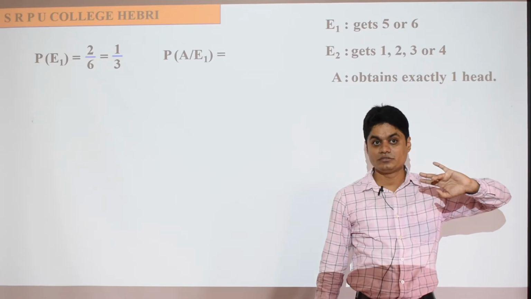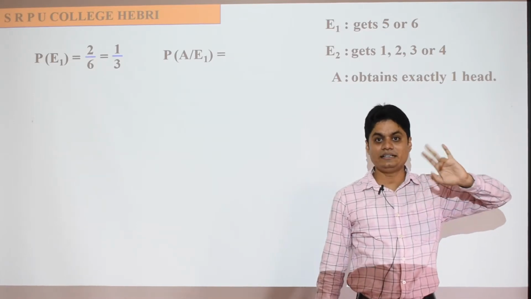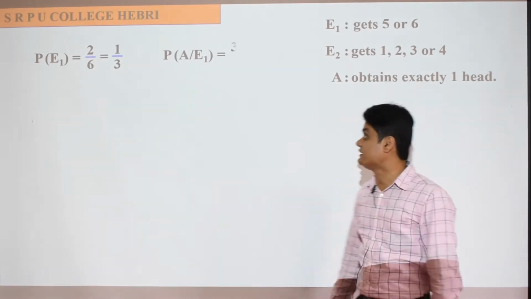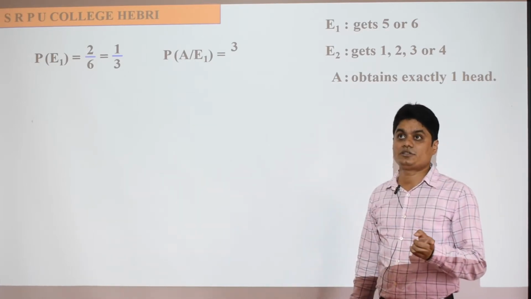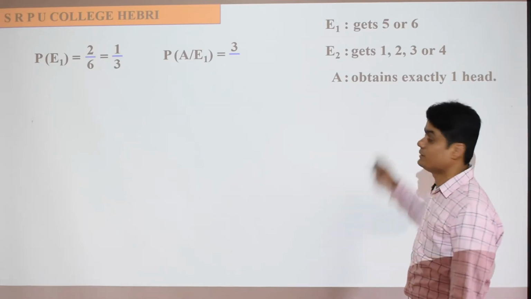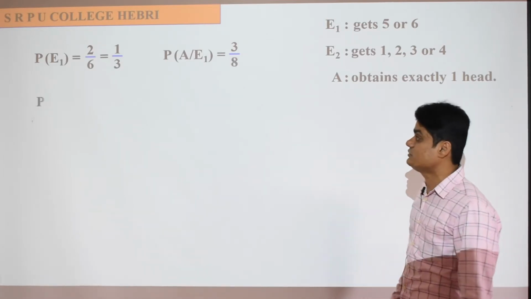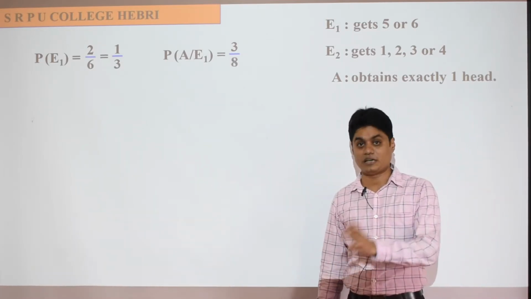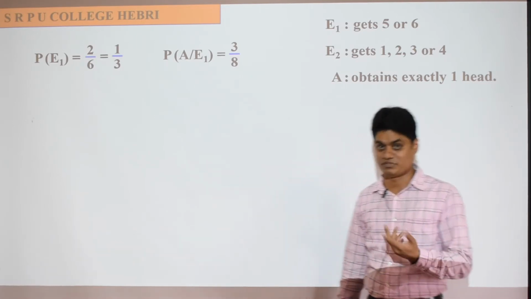TTH, HTT, right? So anything else? One more is there, THT is also there. So 3 outcomes are favorable to A bar E1. Total number of outcomes, 8. Actually HHT, I hope you know that number. So it is 8, 2 power 3 is 8.